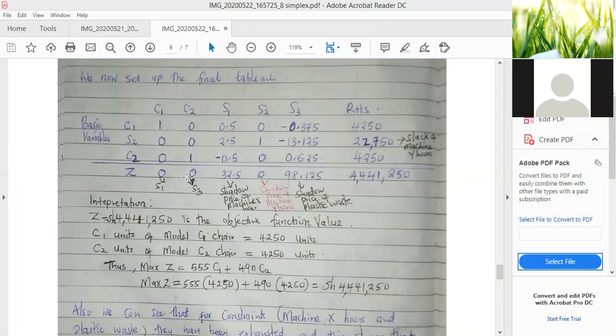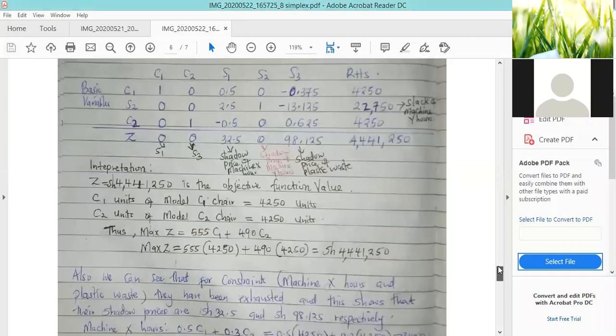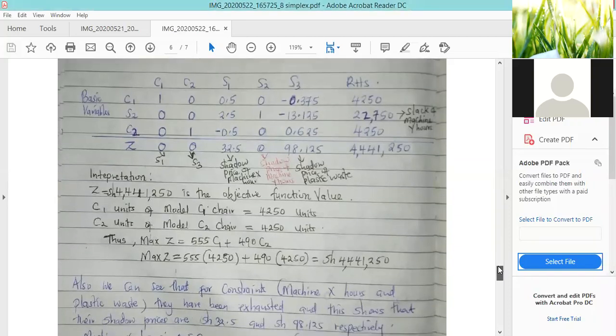Now, because we see no negativity on our row Z, then we can say the solution of 4,441,000 is actually an optimal value, and so the solution to the problem. If we had some negatives here, we would have said the solution is not optimal, but for us, we can say an optimal solution has been reached because all elements alongside row Z are all positive.